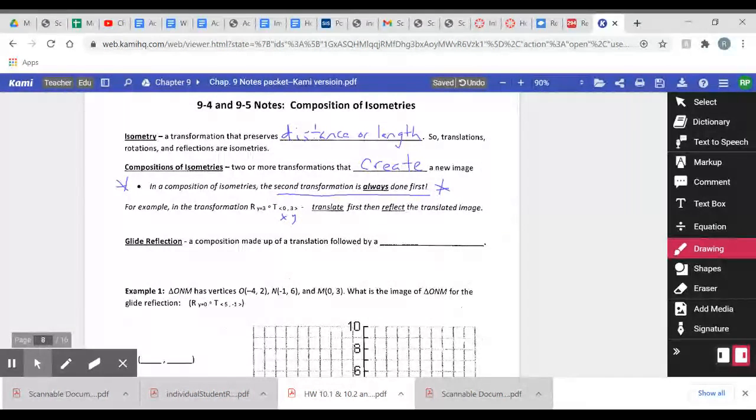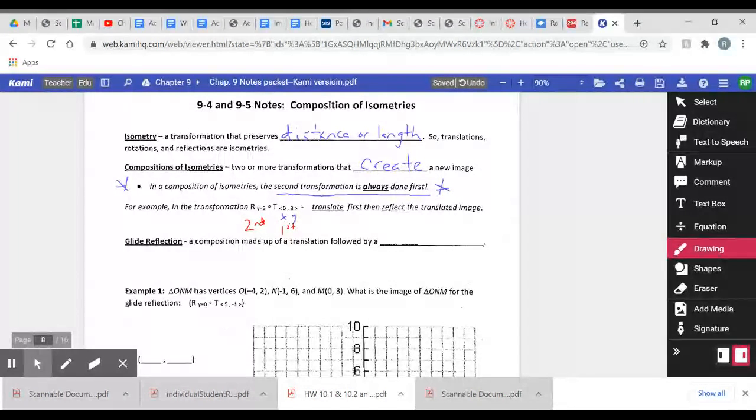But again, the new key thing here for this section is that you're going to translate first and then reflect the translated image. So you'll talk more about compositions in Algebra 2, but for now, this little circle in the middle is representing a composition. And again, in a composition, we are going to do the translation first and then the reflection. Okay, so that's kind of the key thing that we're doing here.